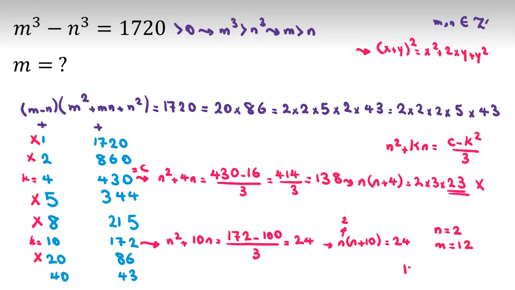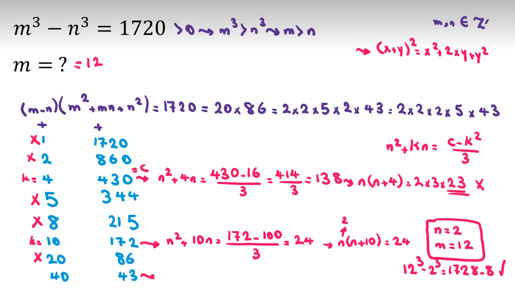And we can check that 12 cubed minus 2 cubed. 12 cubed is 1728 minus 8. It will be okay. So we found the first answer. In this answer, m is what? m is 12.